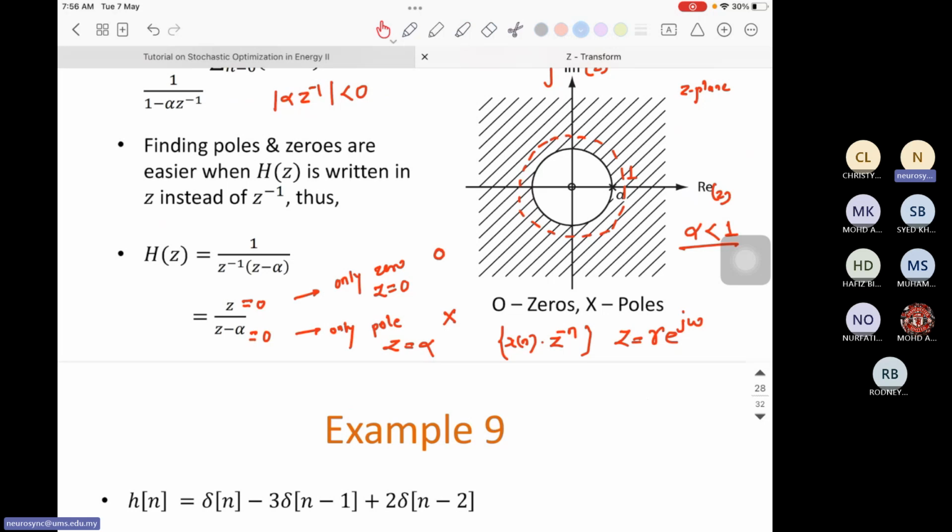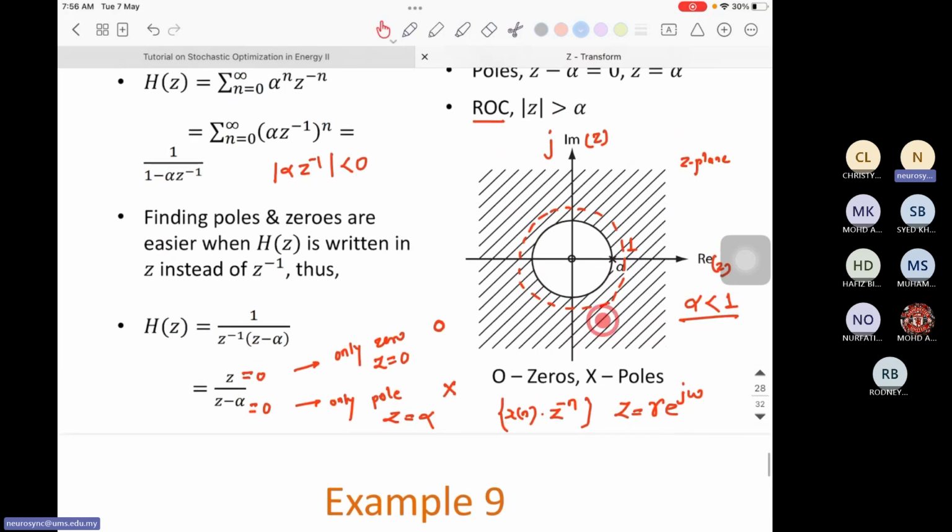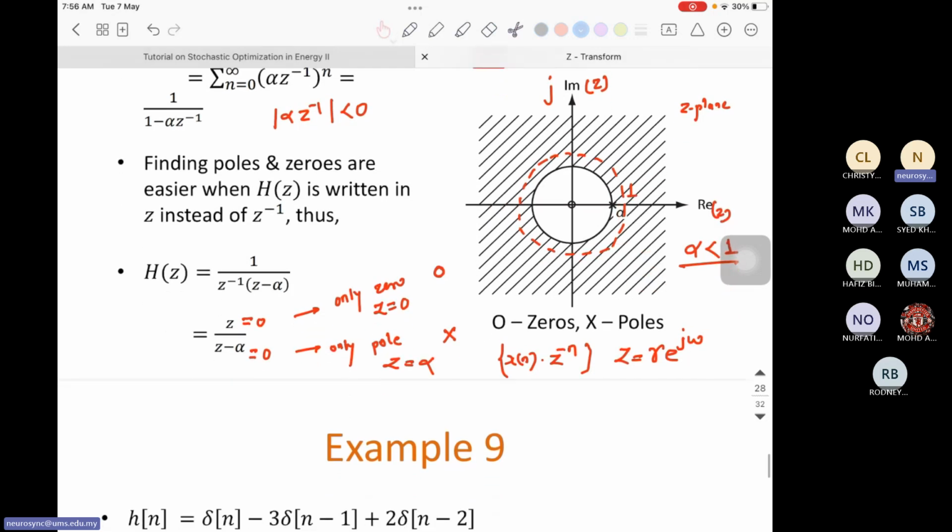Now from this example we know that we have a pole at alpha. This pole determines the region of convergence. The region of convergence starts from this and is the exterior of the circle with radius alpha. There is one more important thing: the region of convergence will not include any poles. No poles will be included in the region of convergence.